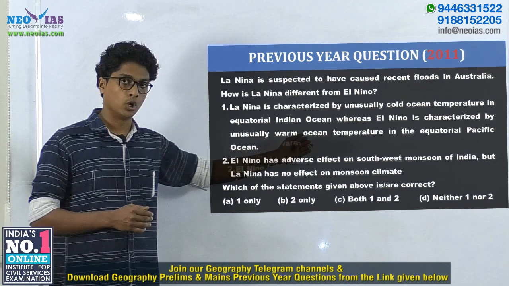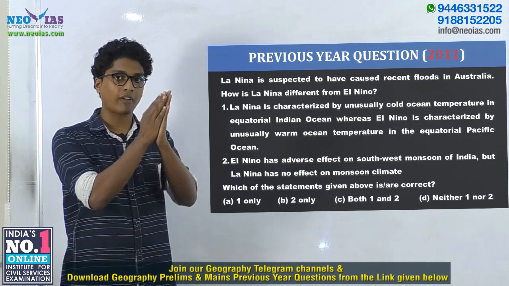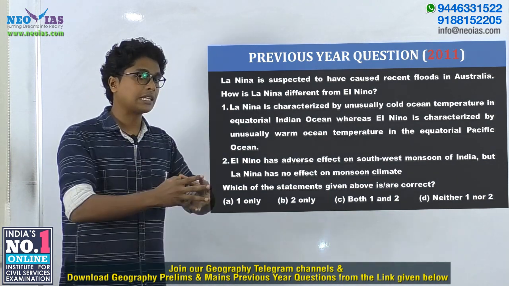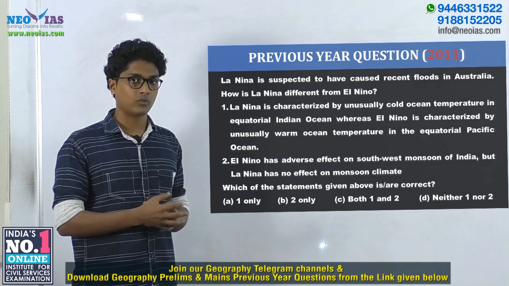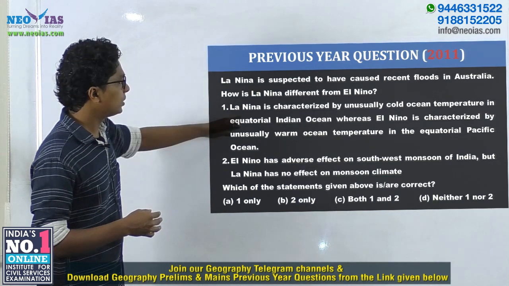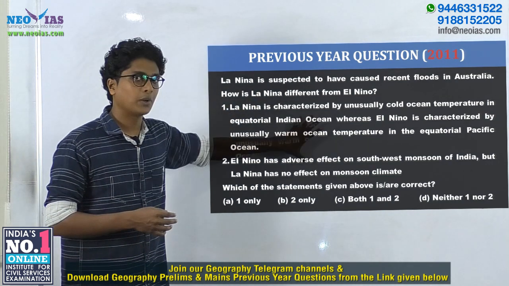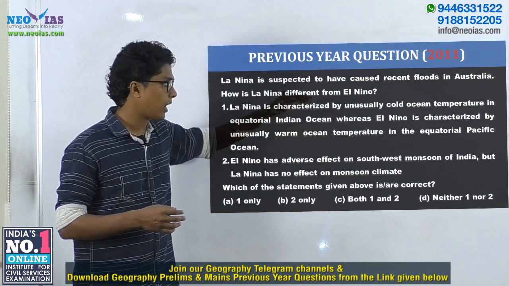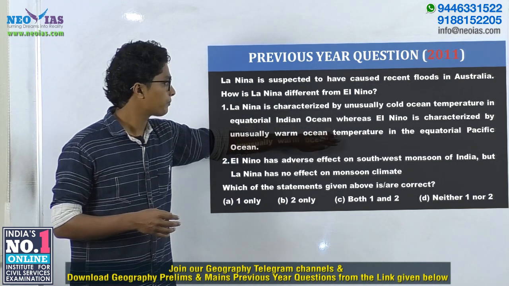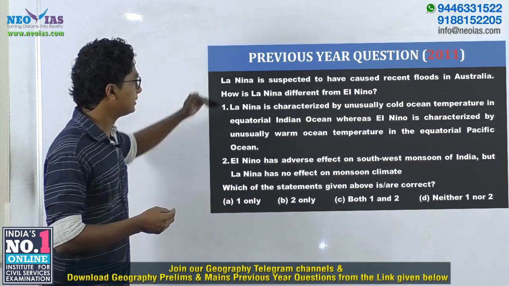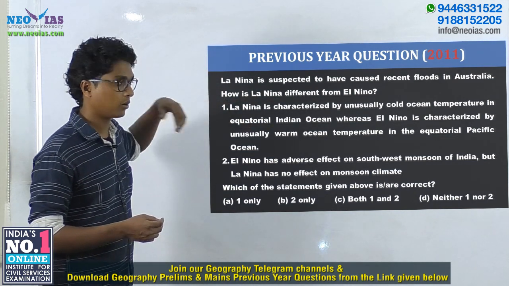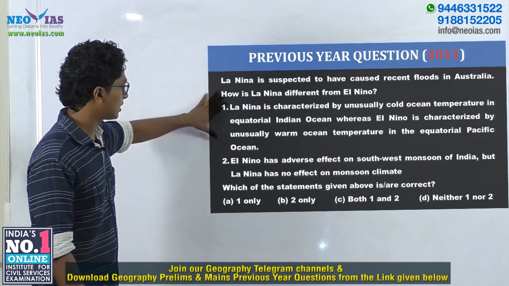La Nina and El Nino are both different phases of ENSO, the El Nino Southern Oscillation, which takes place in the equatorial Pacific waters. So around 80% of the statement is correct. Instead of the equatorial Indian Ocean, it should have been the equatorial Eastern Pacific Ocean, and then the first part of the statement could have been correct. Anyway, the first statement is wrong.